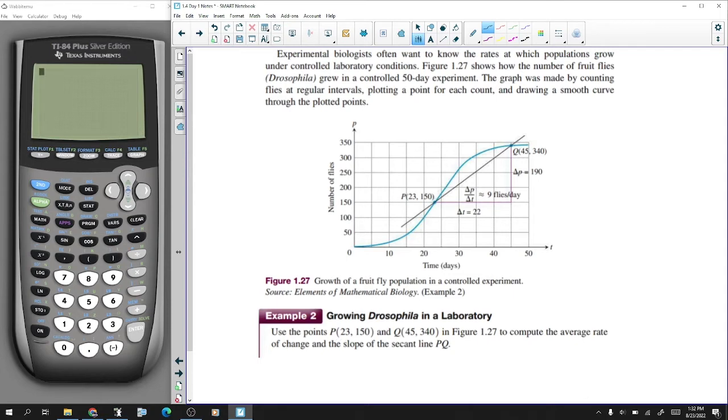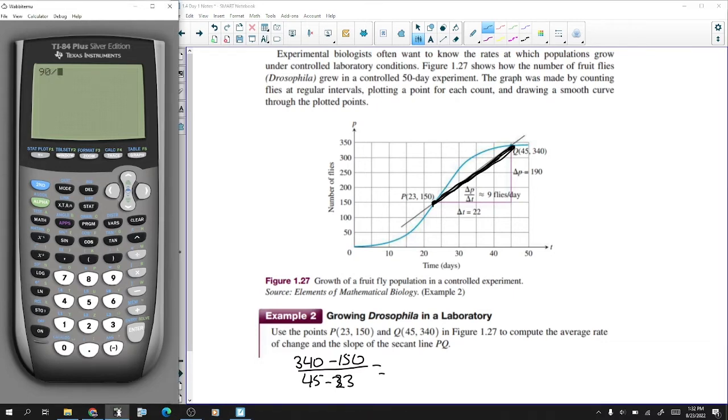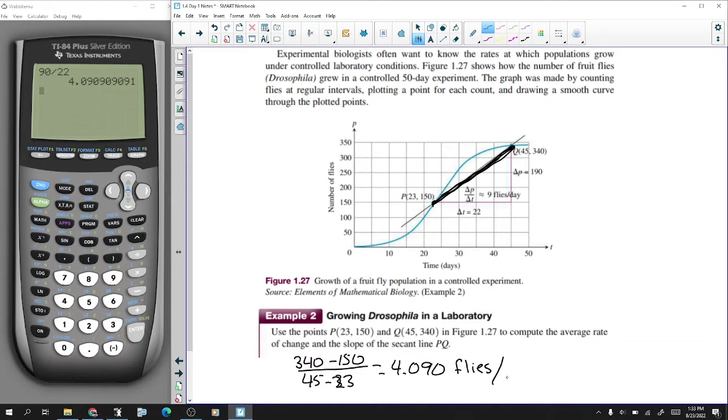Use the points P (23, 150) and Q (45, 340) in Figure 1.27 to compute the average rate of change and the slope of the secant line PQ. Well, that's asking the same thing. The slope of the secant line and the average rate of change are the same thing. So we have 340 minus 150 over 45 minus 23. That's 190 divided by 22, so about 8.6, and that's going to be flies per day.